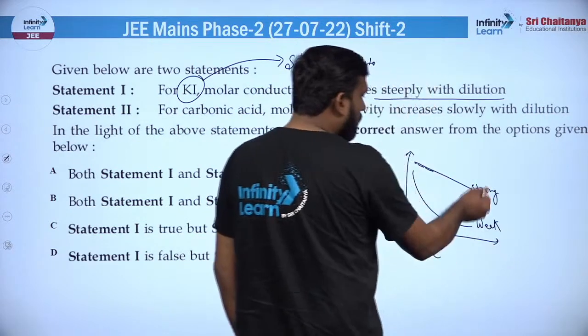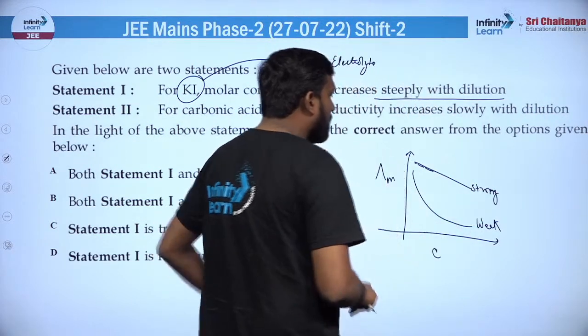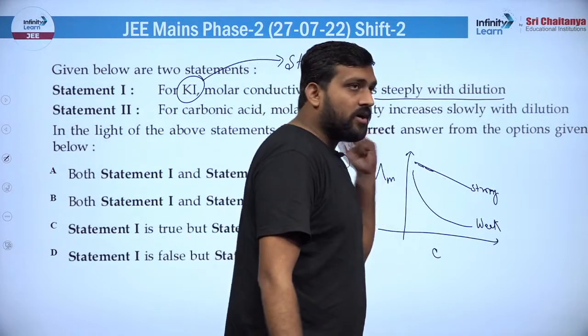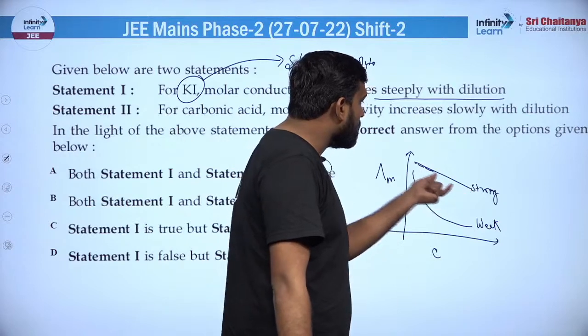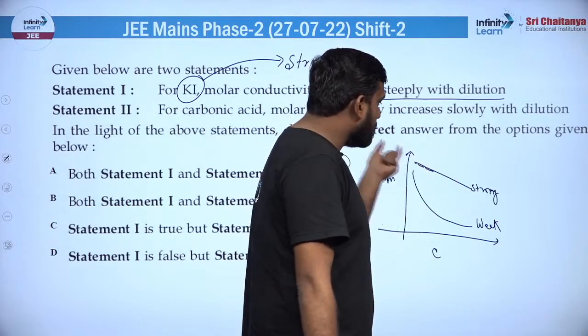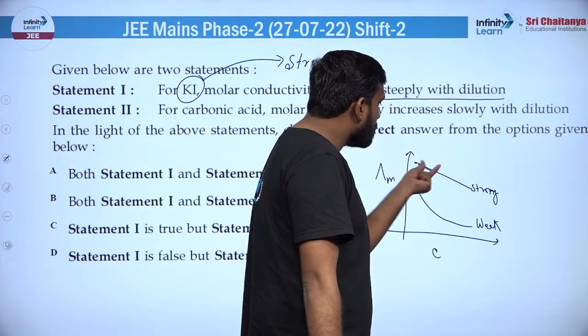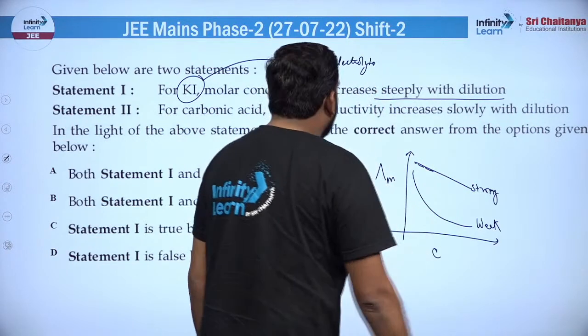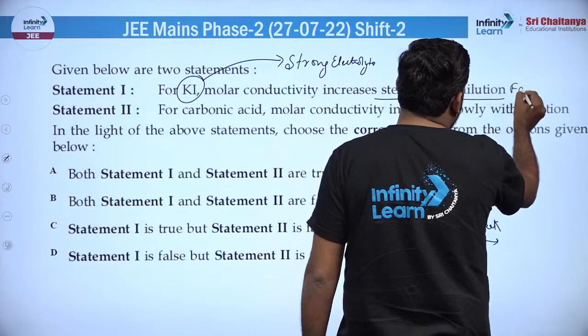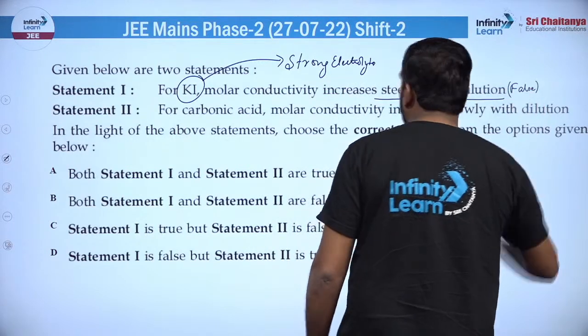If you look carefully at these two graphs, you will find that for a strong electrolyte the changes are not steep. The change is gradual, and takes place in very small values. Here the change is steep in the weak electrolyte. So the first statement itself is a false statement.